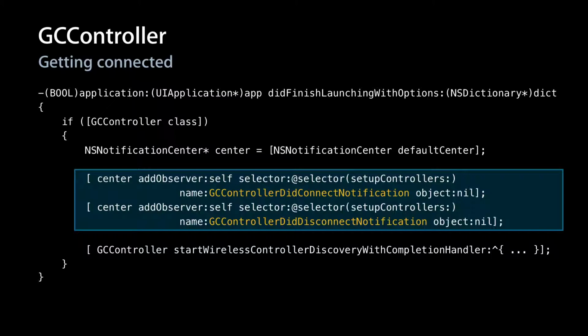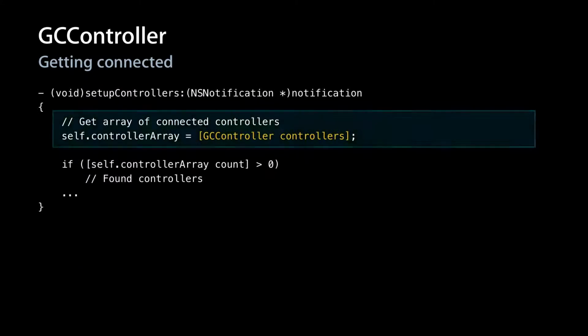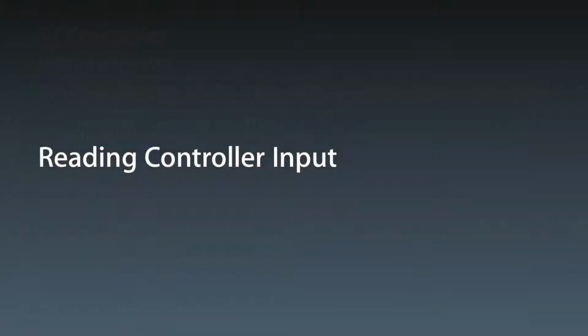So here that is in a bit of code. We're in application didFinishLaunchingWithOptions. We start out with some code first to check whether the controller class exists on the OS version we're running, like Dave was showing you earlier today. And then assuming it does, here is where we're setting up those two notifications for connect and disconnect. And then here I kick off the search for any wireless controllers. And really, setup is just that easy.